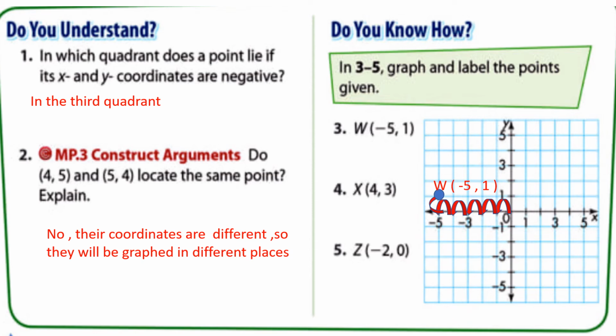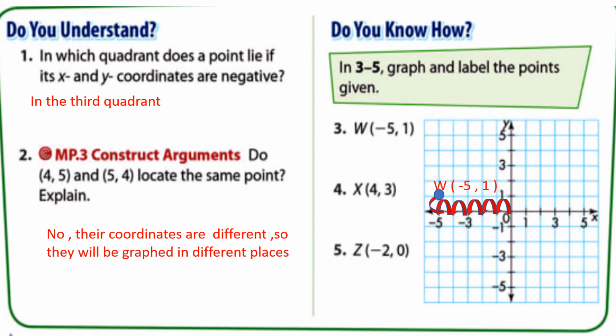Question 4, how to graph point X, (4, 3), using the same way. The x coordinate here is 4 and the y coordinate is 3, so I'll move 4 units to the right. Why will I move to the right here? Because the x coordinate is positive and it is not negative. If it's negative, I have to move to the left.